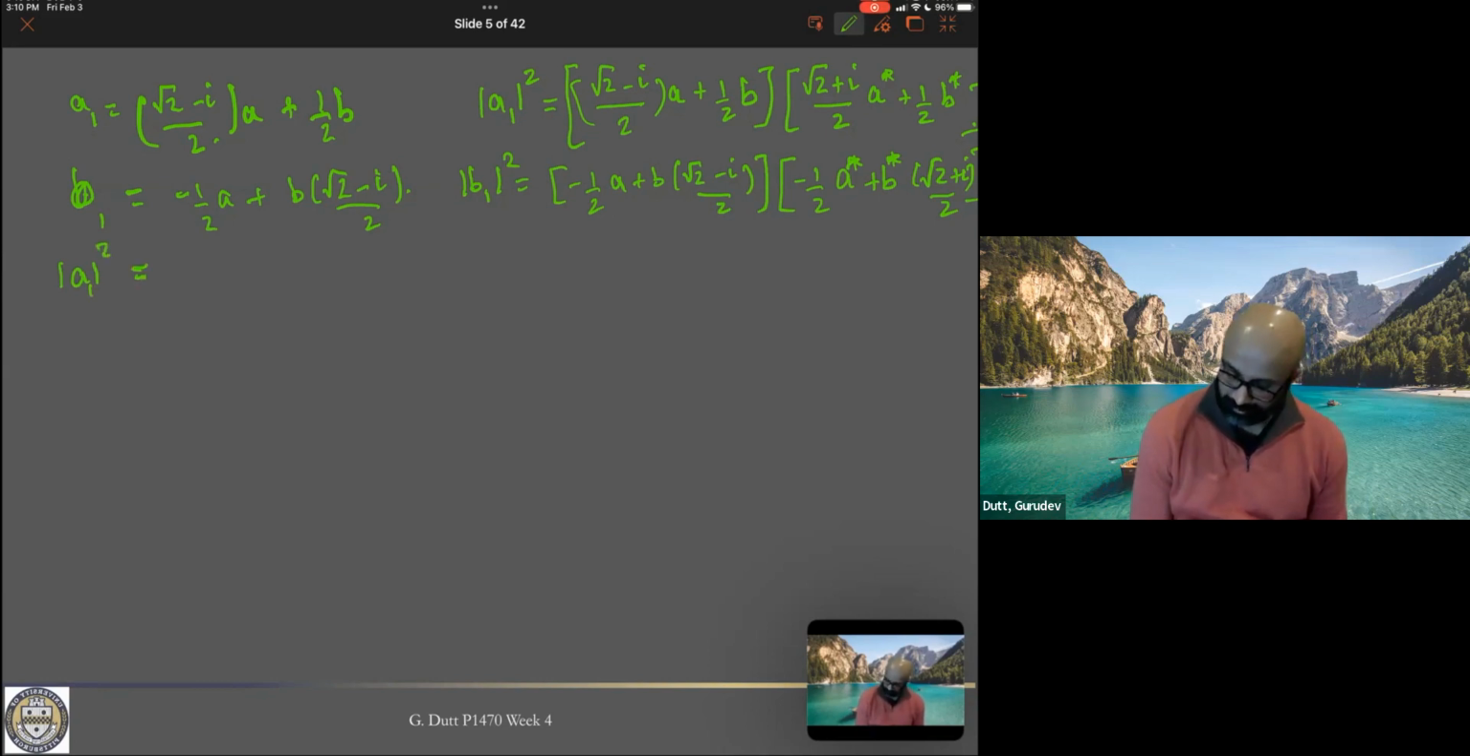Okay, so I'll carry out the multiplication. I take all the cross terms and multiply out. So the first term is 4 plus 1 divided by 2, because that's just root 2 minus I norm squared. So that's 5 over 2 times A squared. No, 5 over 4, sorry. Plus B squared divided by 4.